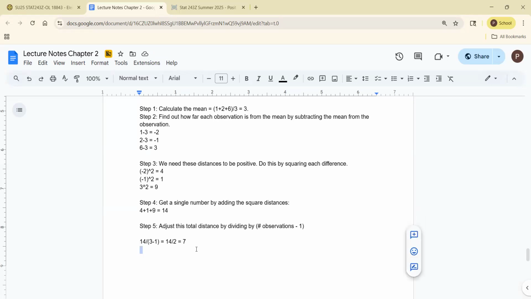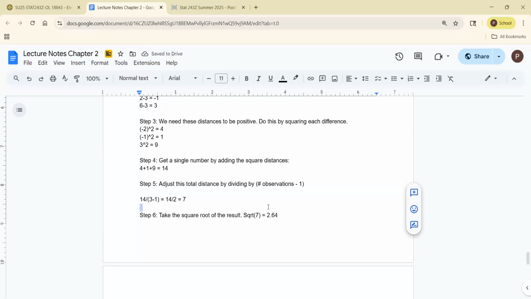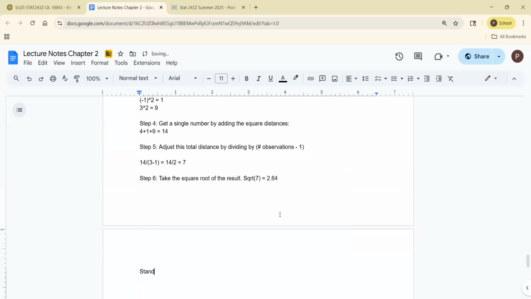And then step 6, take the square root of the result. Square root of 7 equals about 2.64. So the standard deviation of the data set 1, 2, 6 is 2.64.